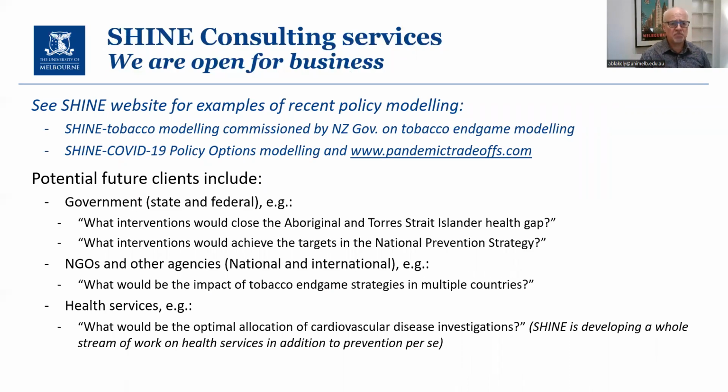Future clients could include government and state, federal. And you can think of many examples here, but for example, what interventions would actually close the Aboriginal and Torres Strait Islander health gap? What interventions would achieve the targets in the very good Australian National Prevention Strategy? NGOs, national, international level, what might be the effect of a tobacco endgame going across several countries? Philippines, Australia, Canada. And then in the health services, we're developing infrastructure at the moment that allows us to look at interventions and investigations in health services and how they might play out by differences in people's comorbidity and in their, say, 5-year risk of cardiovascular disease.